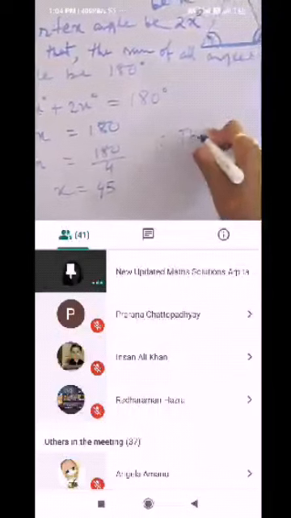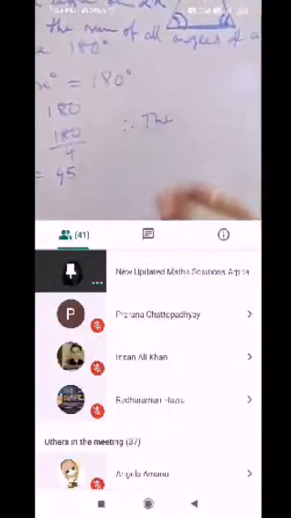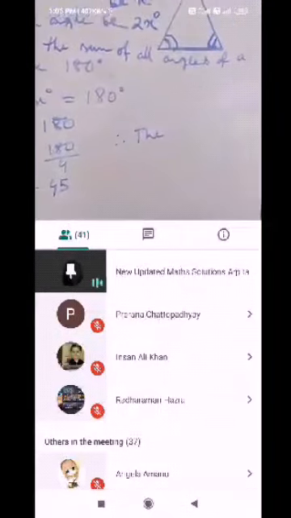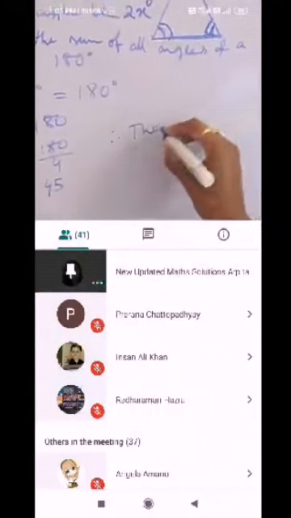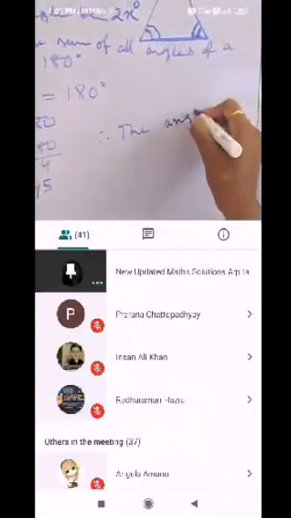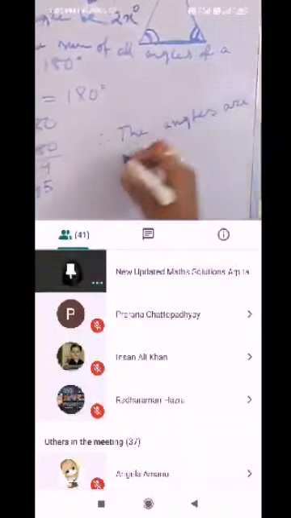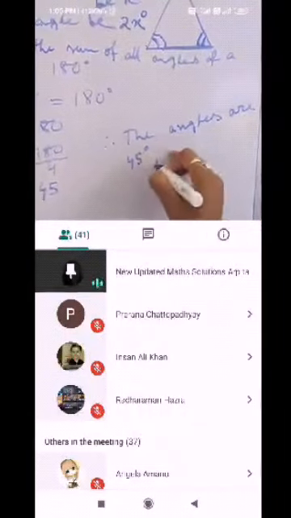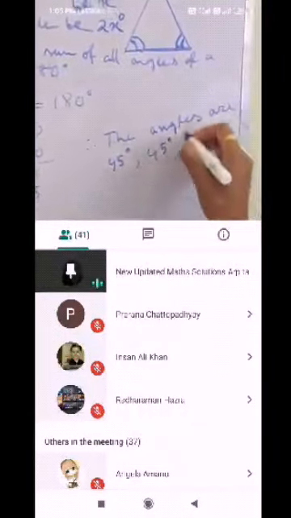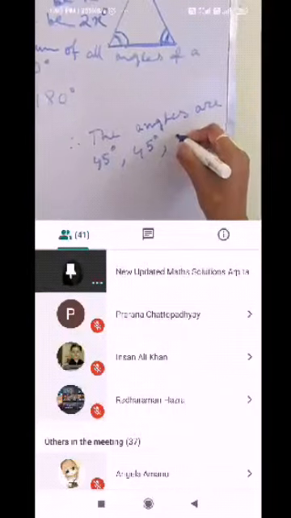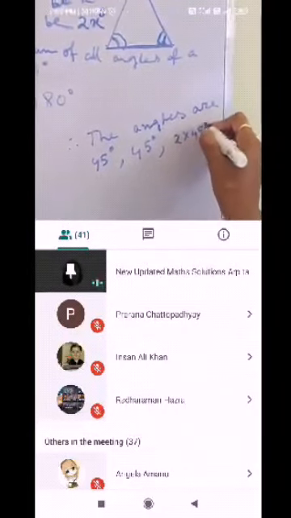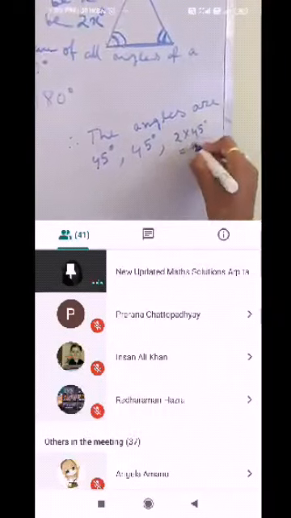Therefore, measure the angles of the triangle. The base angles are 45 degree, and the vertex angle is 2 into 45 degree, that means 90 degree.